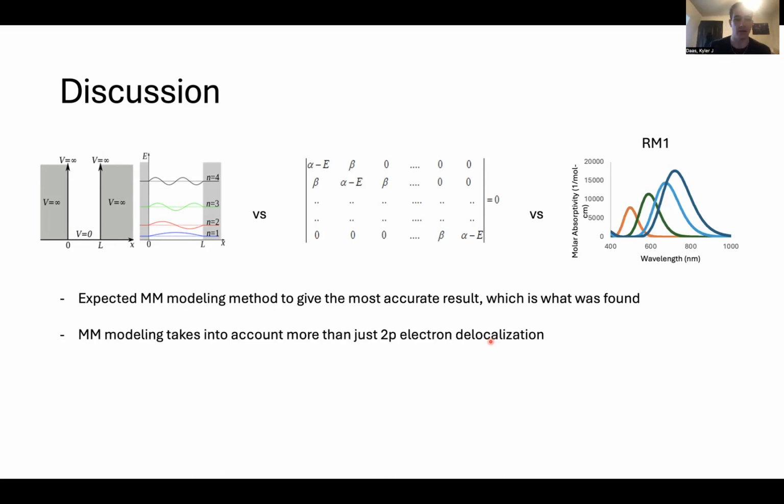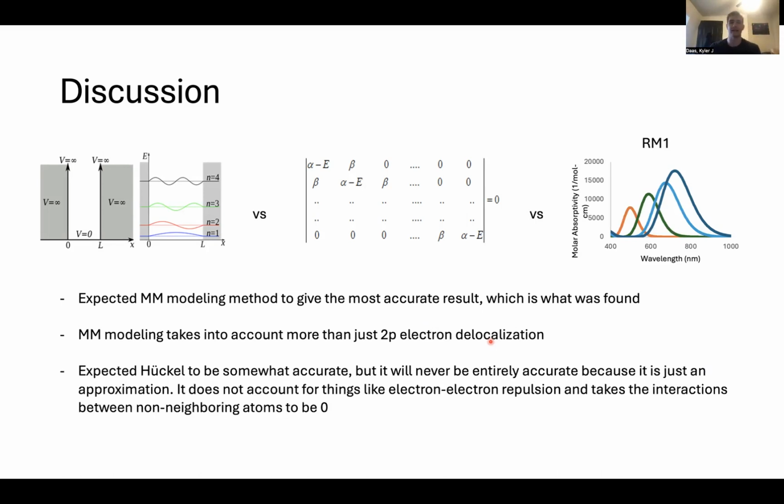This is because these models take into account more than just the 2p electron delocalization, which is all the Huckel model takes into account. And as I said, Huckel, we expected to be somewhat accurate, but not as accurate, because it can never be entirely accurate due to the fact that it's just an approximation. We're not looking at things like electron-electron repulsion, and it doesn't take into account the interactions between non-bonded atoms.